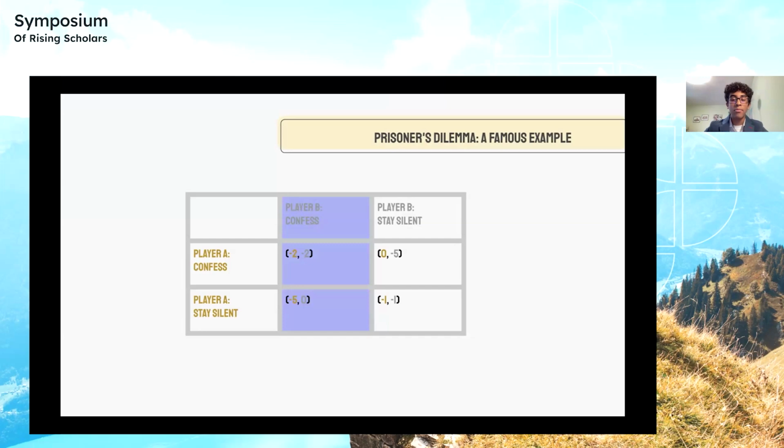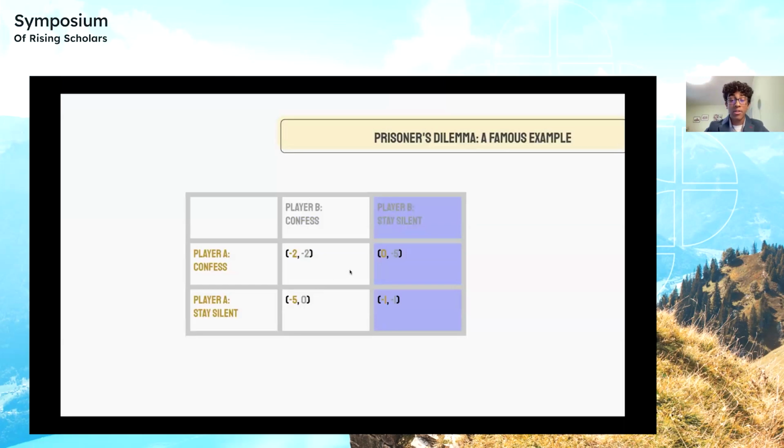The way you solve game theory problems like this is by looking at outcomes one at a time. So let's say that player B confesses. Let's look at the best possible thing for player A to do. It's pretty clear that the best thing for player A to do is to confess, as 2 years in jail is a lot less than 5 years in jail. And the same thing is true the other way. If player B stays silent, again, the best outcome for player A is to confess, which means 0 years in jail in comparison to 1 year in jail.